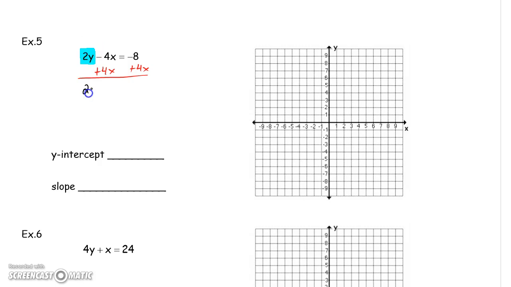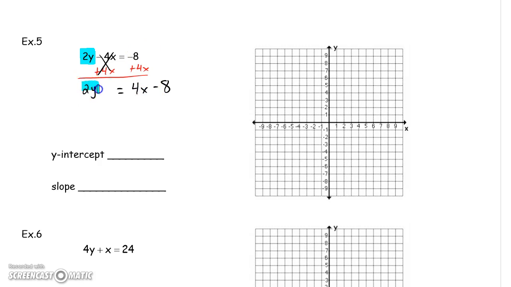I still have 2y on the left, but -4x, +4x cancel. Leaves me -8 and +4x. They are not like terms. So let's get used to writing this in standard form so that my x term is first. The 4x is positive, so I just write 4x. My 8 is negative, so I will subtract 8.